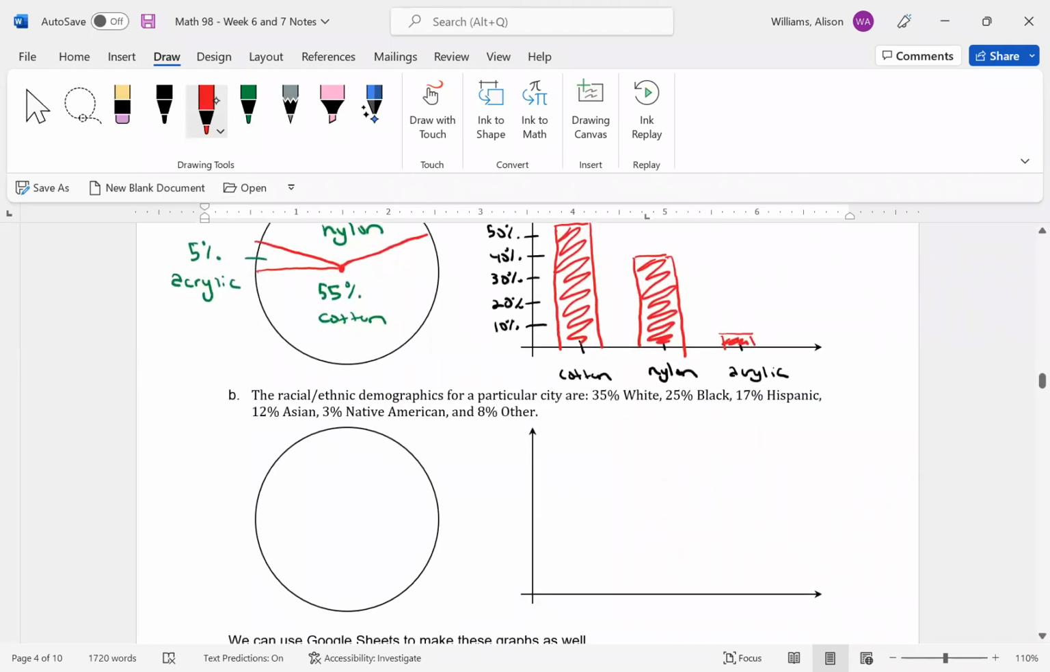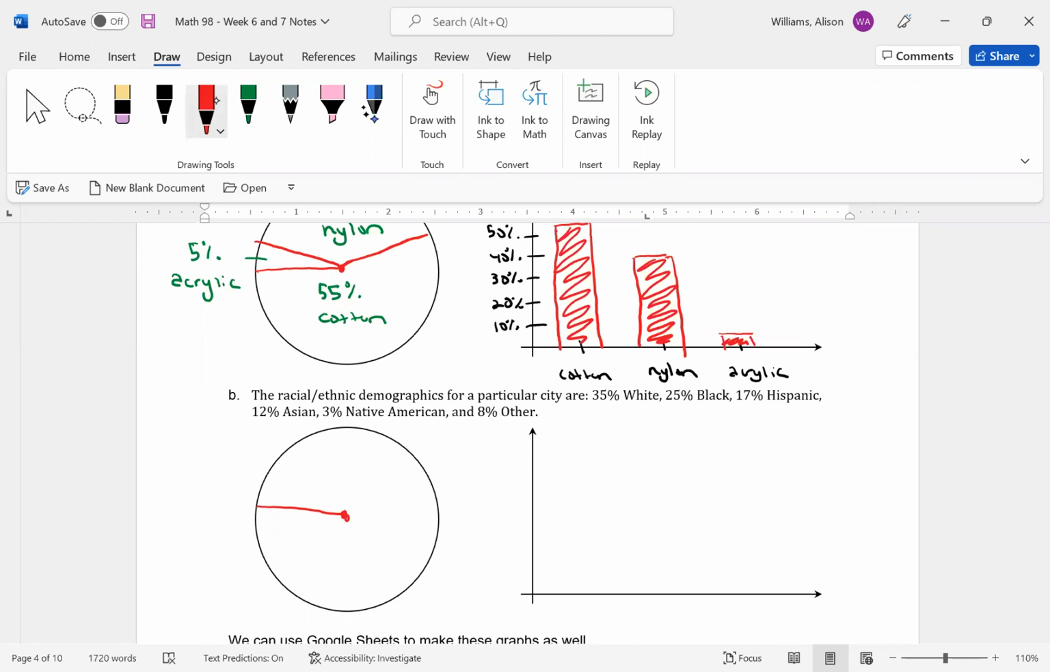This time we're going to be looking at more, and we're going to kind of need to squeeze them in a little bit better. 35% white, 25% black, 17% Hispanic, 12% Asian, 3% Native American, 8% other. Okay, so we definitely need to break this up a little bit differently. So 35%, that's close to a third of the circle. So I'm going to kind of break this as best I can up into a third.